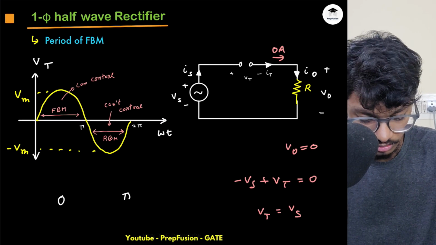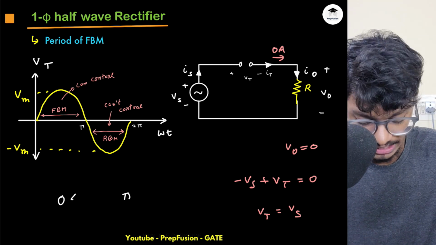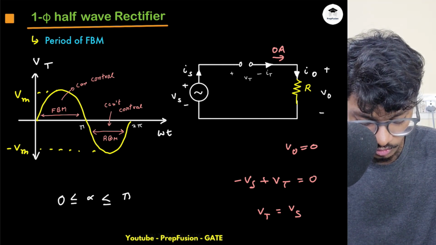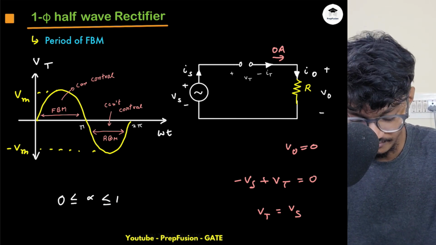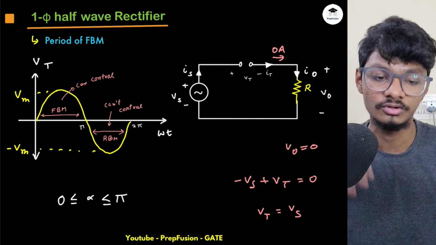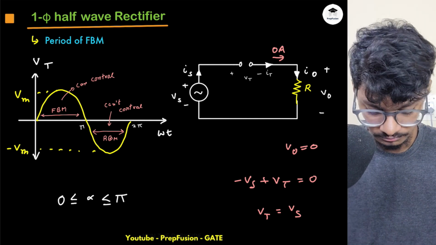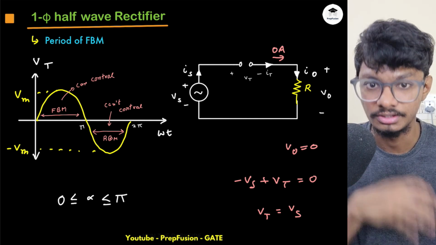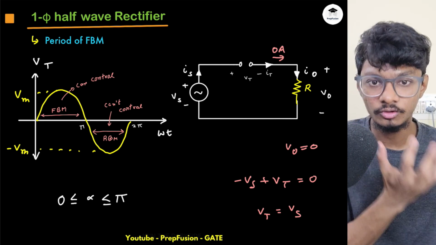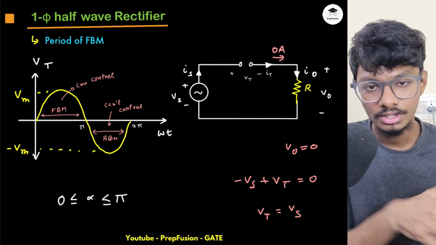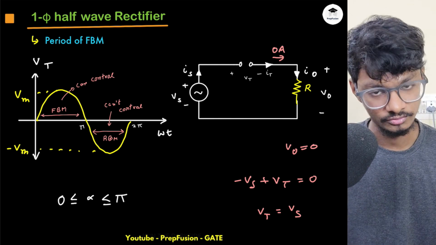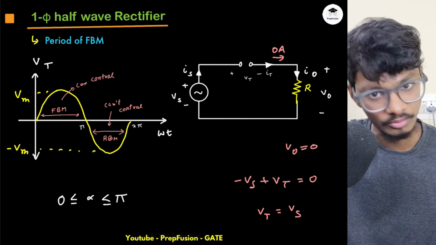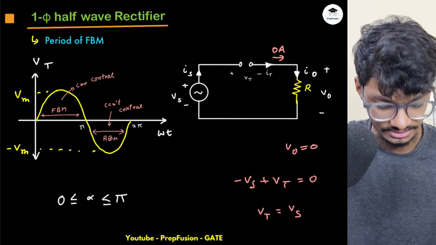Now, what can my alpha be? My alpha can be from alpha equals 0 to alpha equals pi. After alpha equals pi, can I ever trigger my SCR? No. After alpha equals pi, I can never trigger my SCR. My SCR will never turn on after alpha equals pi. So this is my range of alpha. Whenever you are analyzing a rectifier, you have to find out your range of alpha, not from a question point of view, but from an understanding point of view. How to solve questions, that I will explain. But now we are just analyzing the SCR.